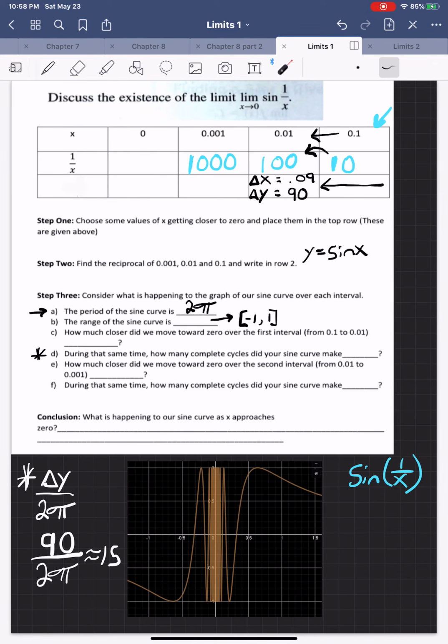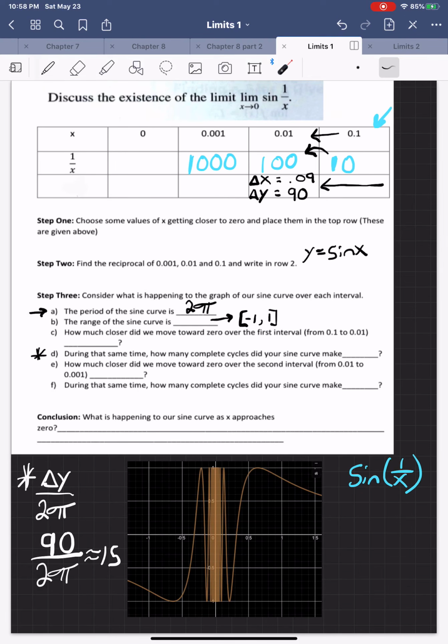What does that mean? Here's what it means. As your x value got closer to zero, your sine curve repeated itself 15 times. In fact, if you were to do this again, going from x is 0.01 to x is 0.001, that's even closer to 0, your sine curve would repeat itself 150 times during that interval.